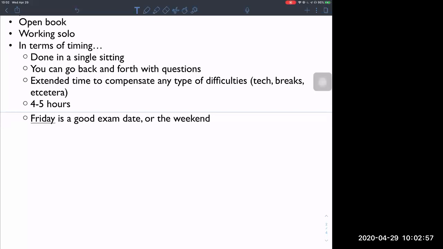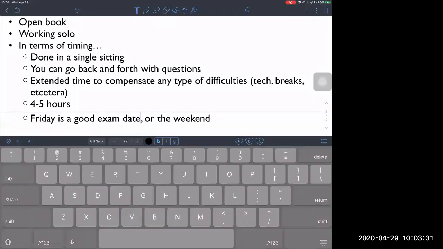It's just I don't want a lot of variance where people have a huge week to do it and they can pick any day, and then I have exams coming in at any point, and that leaves open an ambiguity as to people submitting things, right? If it's a certain time, I know everyone's supposed to be submitting it, I know everyone's supposed to be working on it, and then that's that. Okay, so that's that, or the weekend. So that's done in a single sitting. Go back and forth questions, extended time, compensating for difficulties. Friday is a good exam date after a certain time, or the weekend.